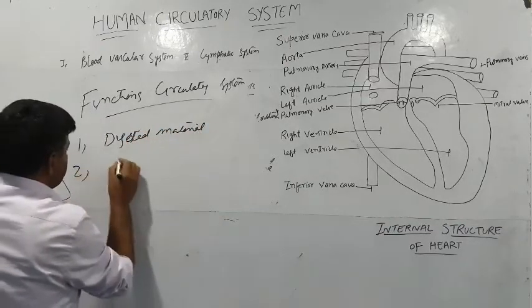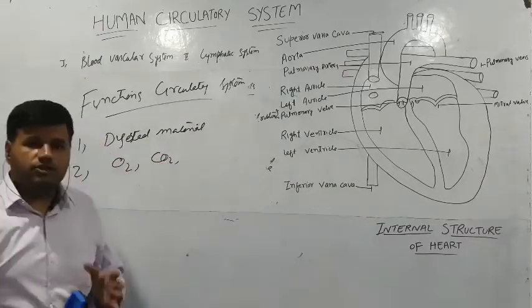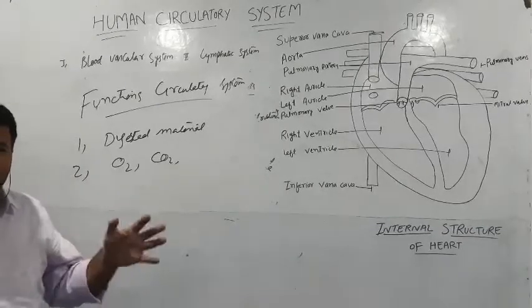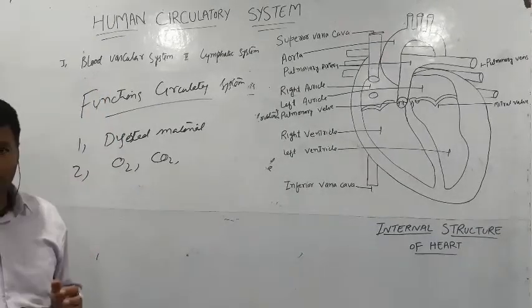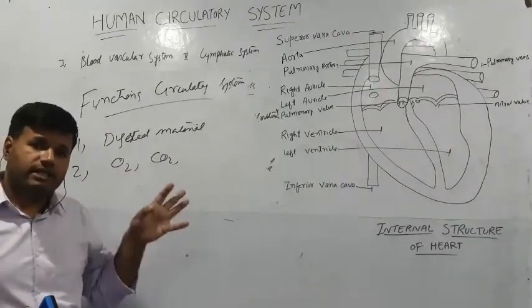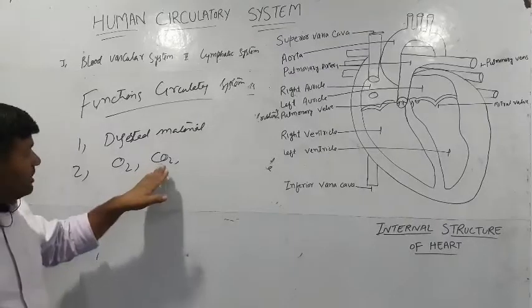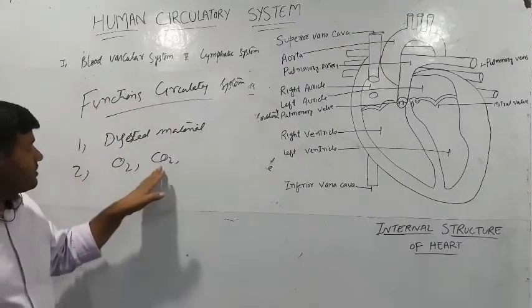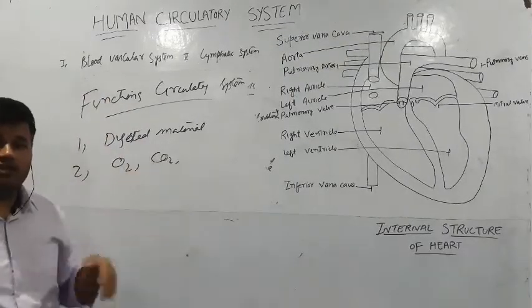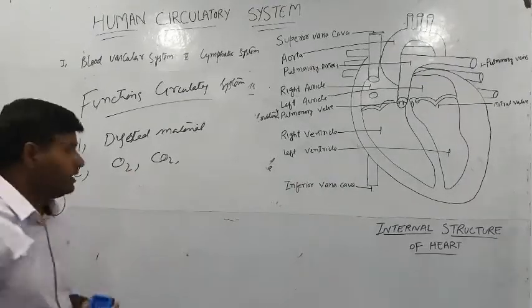They also help in the transportation of oxygen and carbon dioxide. Oxygen is transported from our lungs to the whole of our body, all because of this blood vascular system. And once this oxygen is utilized in our cells, carbon dioxide is excreted as metabolic waste, and it is carried by our blood vascular system from our cells to our lungs. From there it's exhaled out of our body.